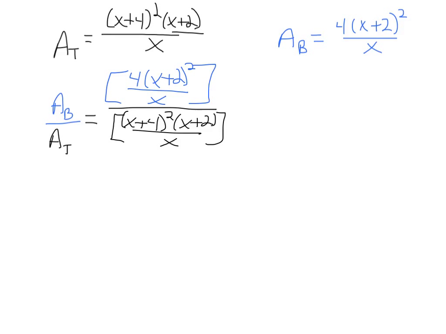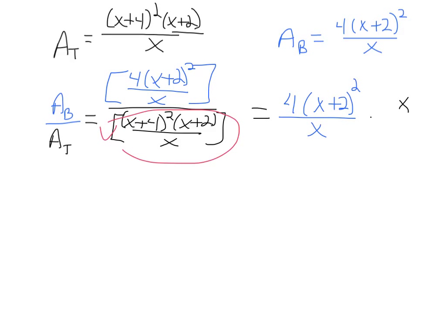Okay, so we have a fraction on the bottom of another fraction. This is kind of messy. We can turn this into a multiplication if we flip this thing over. So this comes out to be 4 times x plus 2 squared over x, times this thing on the bottom flipped over. The x was on the bottom before, now it's going to be on the top. The x plus 4 squared was on the top before, so now it's going to be on the bottom. X plus 2, running out of room.